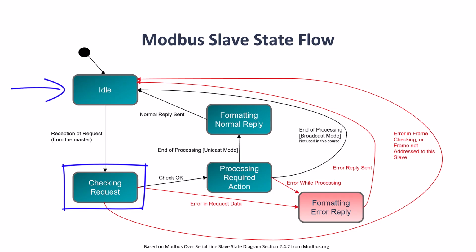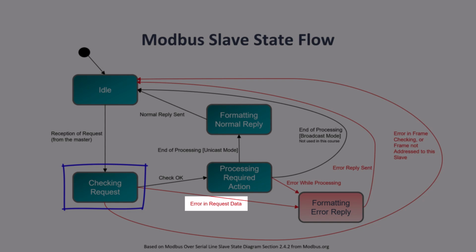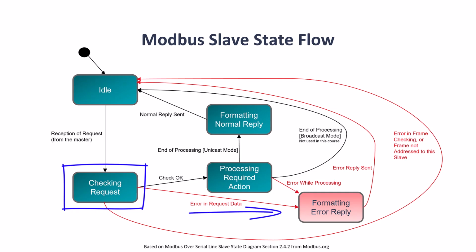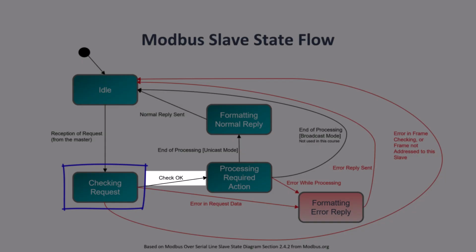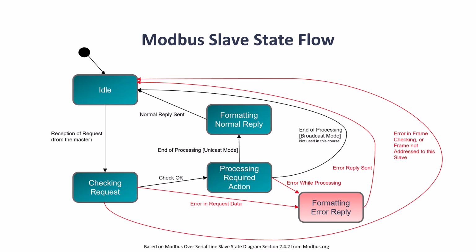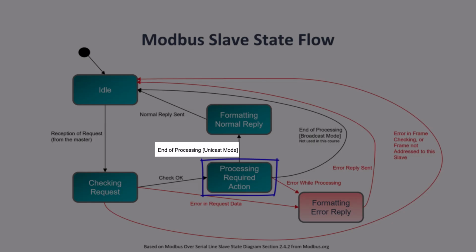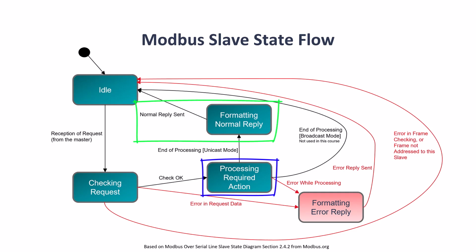state without responding. If there's an error in the request data, such as an invalid function code, address, or value, the slave transitions to the formatting error reply state to prepare an exception response. If the request passes validation successfully, the slave proceeds to the processing required action state where it performs the requested operation, such as reading from or writing to registers, and additional validations may occur. After successfully processing the request, the slave moves to formatting normal reply to prepare and send a response containing the requested data or an acknowledgement.